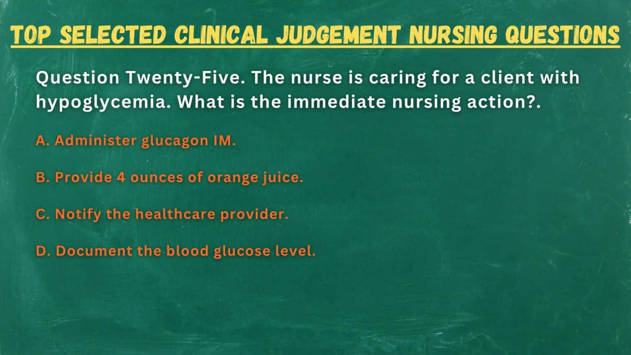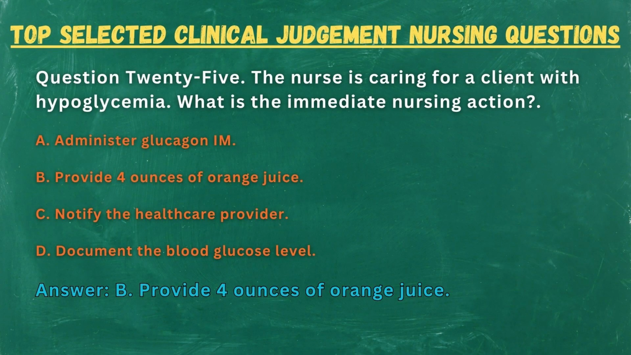Question 25. The nurse is caring for a client with hypoglycemia. What is the immediate nursing action? A. Administer glucagon IM. B. Provide 4 ounces of orange juice. C. Notify the healthcare provider. D. Document the blood glucose level. Answer: B. Provide 4 ounces of orange juice.